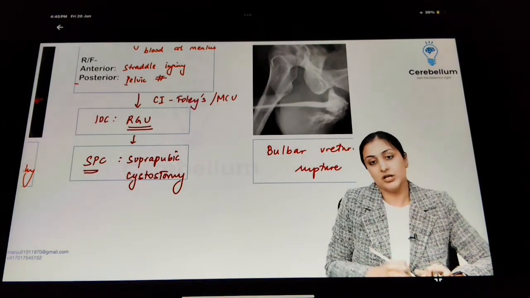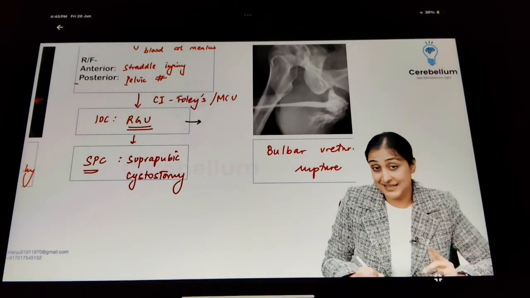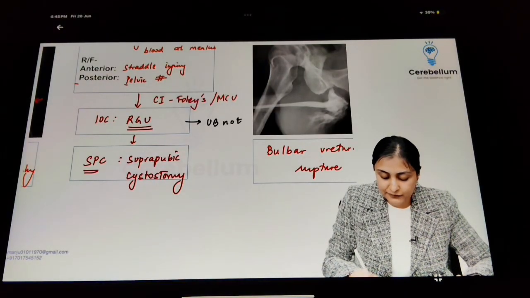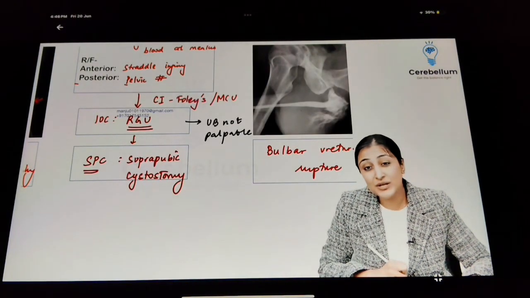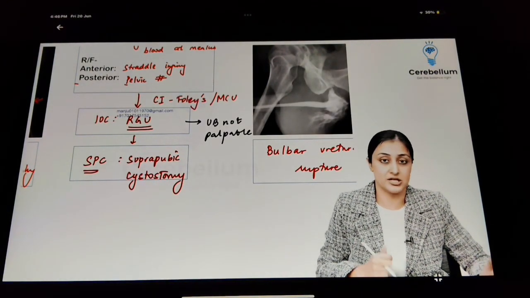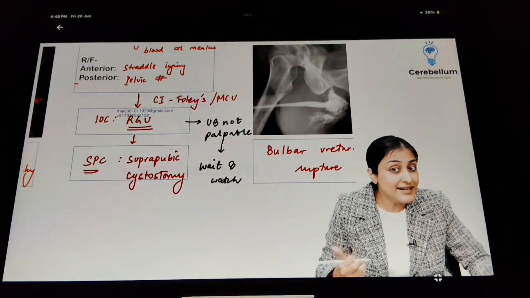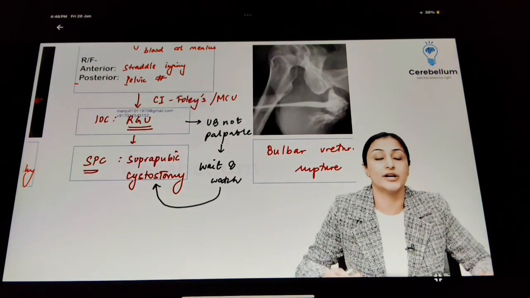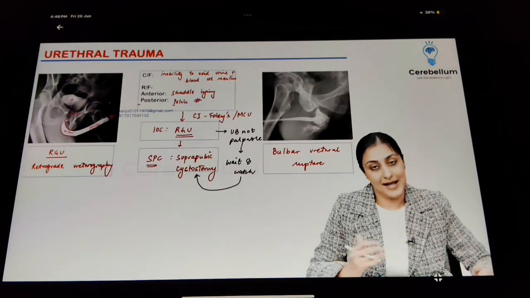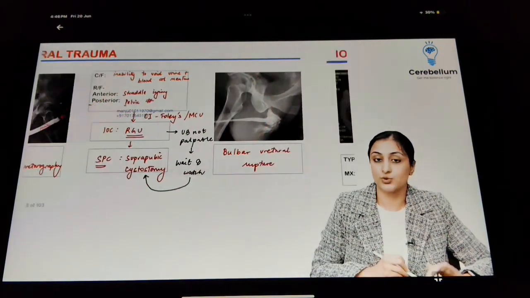the problem is solved. The only thing you want to remember, what if the patient says that my bladder is not full, or you try and palpate and the urinary bladder is not palpable? Now can I puncture the bladder directly if it's not distended? I can't. So what do we do? Nothing much. You ask the patient to drink water and wait. Once the bladder becomes distended, that is when you go in for an SPC. Understood? This has been tested multiple times. Very, very important approach to urethral trauma.